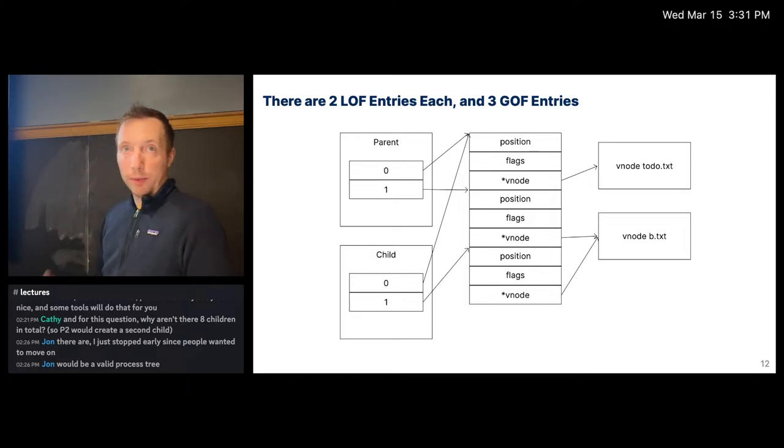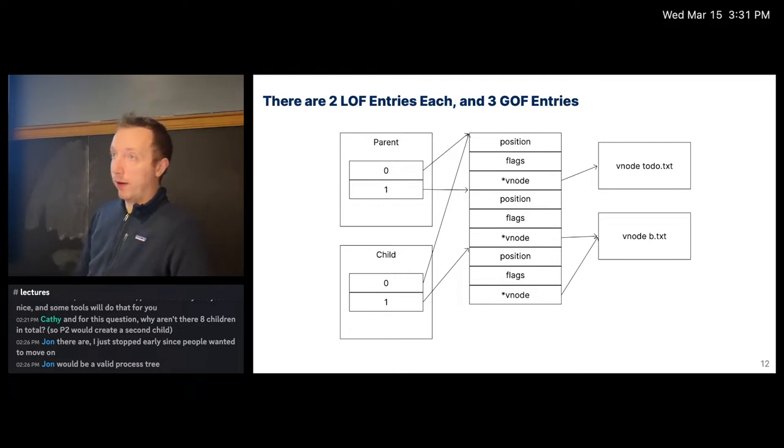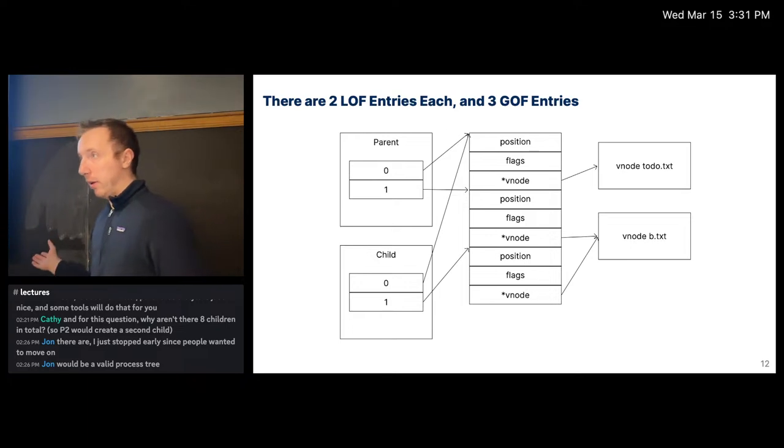Both their file descriptor zeros are pointing to the same thing because that was done before the fork, so it would have been copied. And then after that, they both open the same file, so they would both have their own global entries that are independent of each other, but they're actually pointing to the same underlying file.